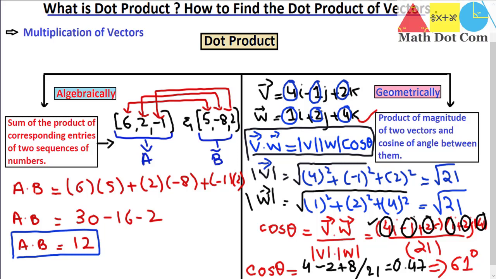And keep this in mind that the dot product is also known as the scalar product because we get a scalar value after the multiplication of two vectors. From here we can easily understand that we get a scalar value 12 after the multiplication of the two vectors. So the dot product helps us to combine the two vectors, and it tells us how much two vectors point in the same direction. So that's all from today's lecture.